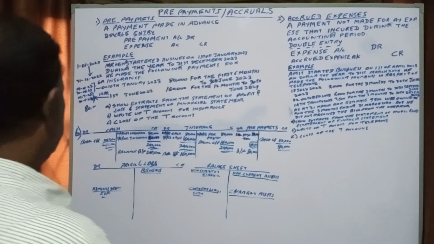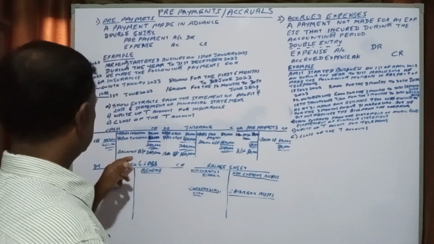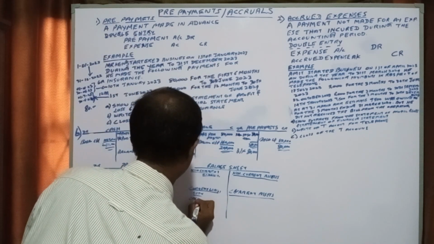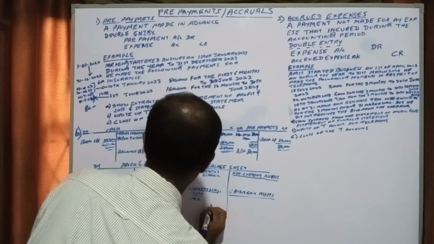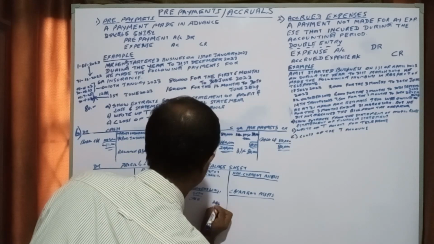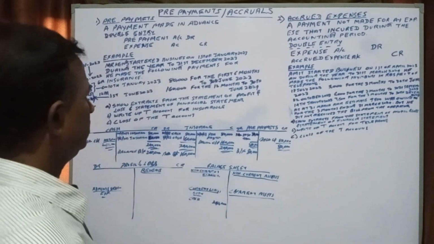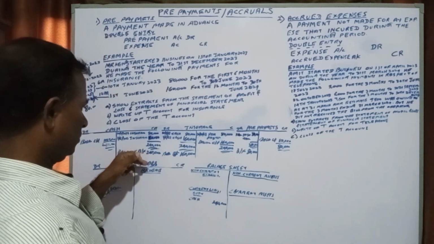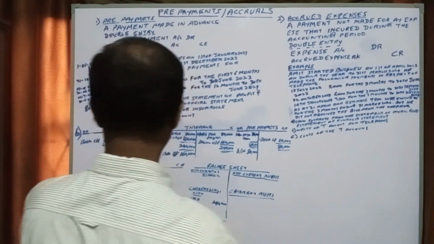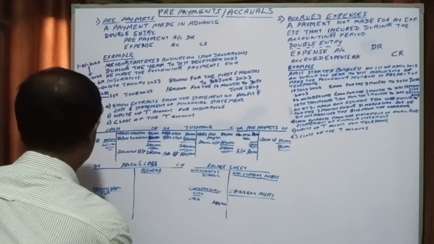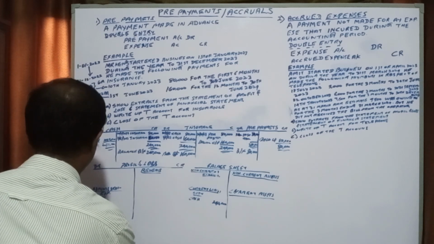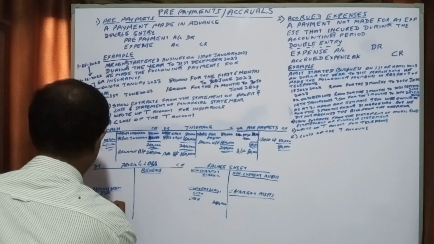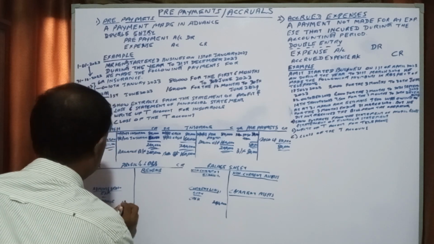Take the balances. First, cash balance is the credit balance. We have to take it here, current liability, cash, 240,000, because it is the credit balance. Insurance is a debit balance. It is an expense, so we are showing it under admin expenses, 160,000.